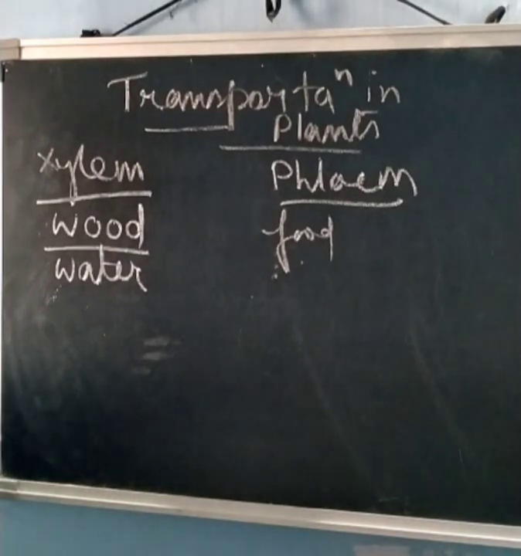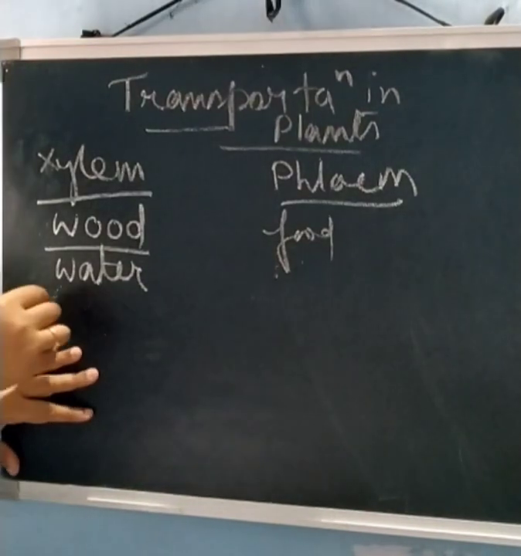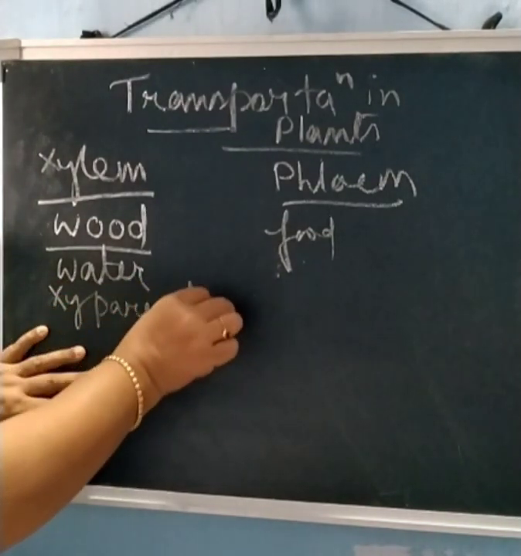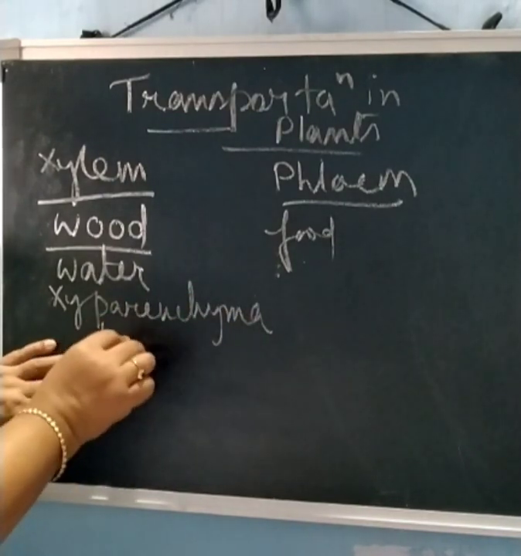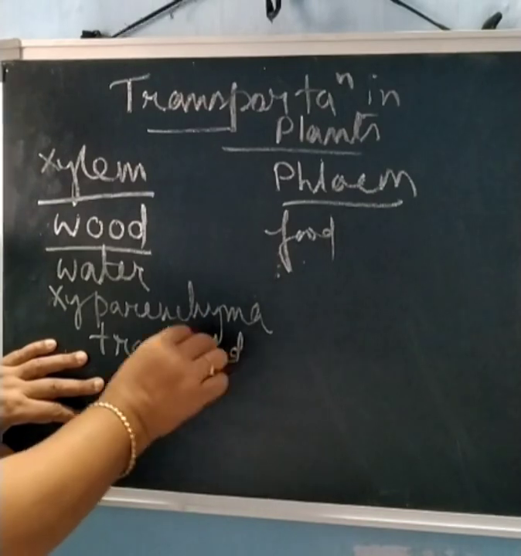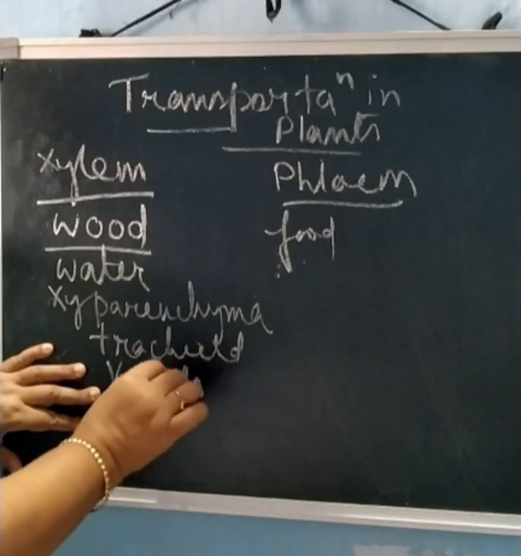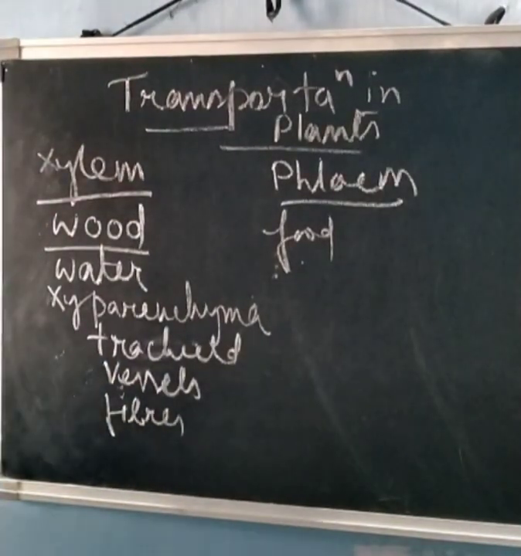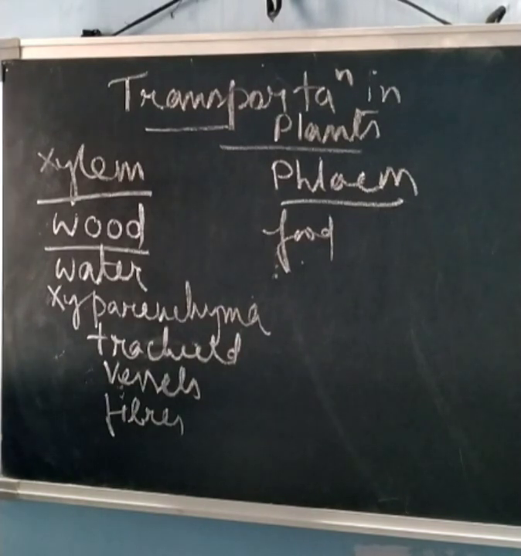Now the xylem is a very complex tissue. It is made up of xylem parenchyma, then tracheids, then vessels, and then fibers, xylem fibers. So these are the components of xylem tissue, as it is a complex permanent tissue. It transports water, particularly through tracheids and vessels. These are the major components through which water transport is seen in angiosperms.